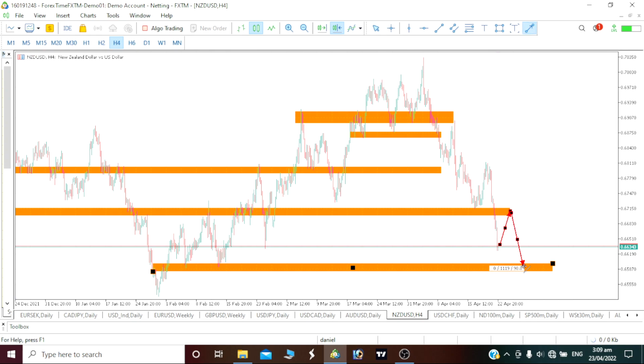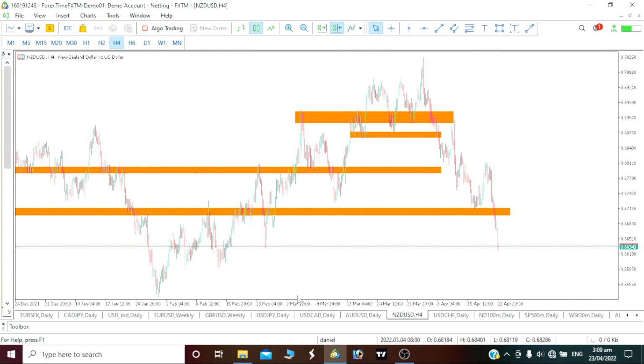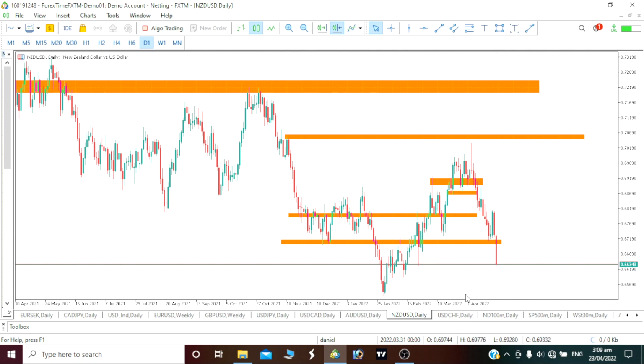So definitely, if you can wait for our price to push up before you take your sell, you should be able to grab at least about 100 pips. That is why I said wait for a pullback on our New Zealand USD before you take that sell.